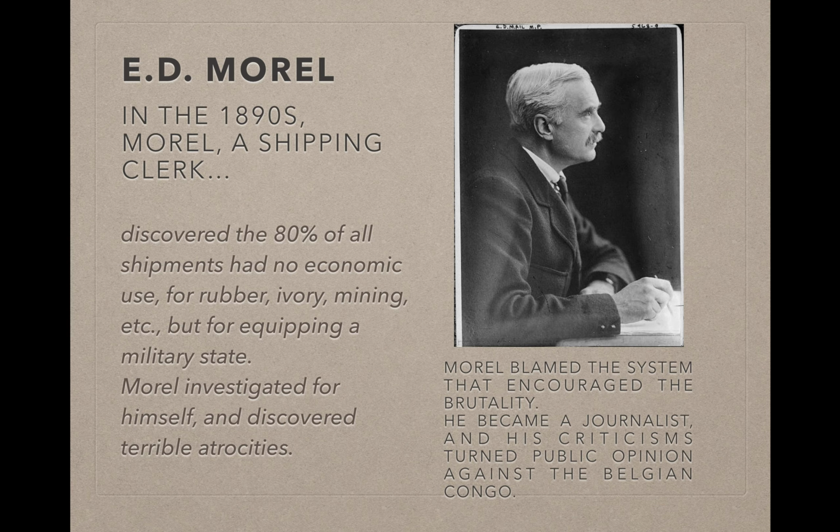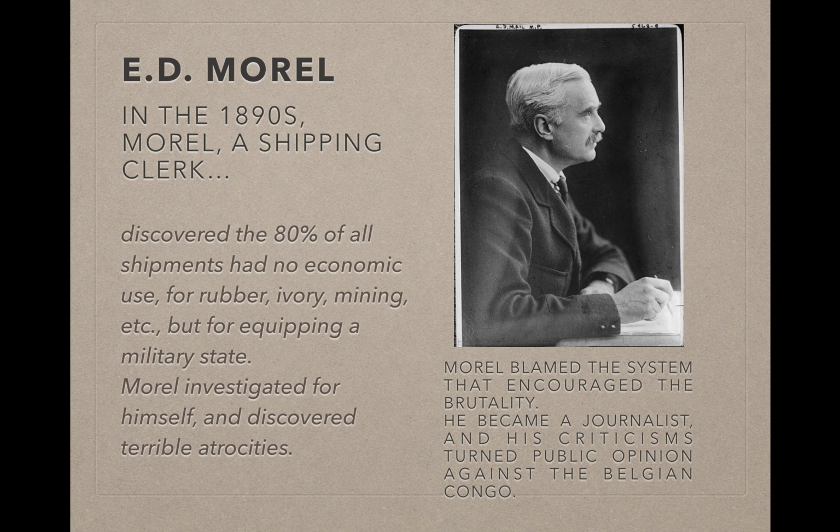For instance, you had a guy named Edie Morrell. He was a British shipping clerk, and he was just kind of looking at what was going in and out of the Congo, and he realized that more than 80% of all the shipments that were going into the Congo were not for products. They were basically to equip a military state. They were all going to the Force Publique to basically repress the Congolese people.